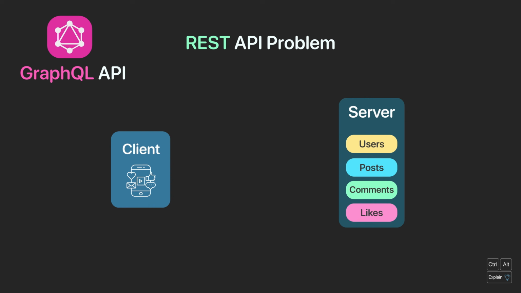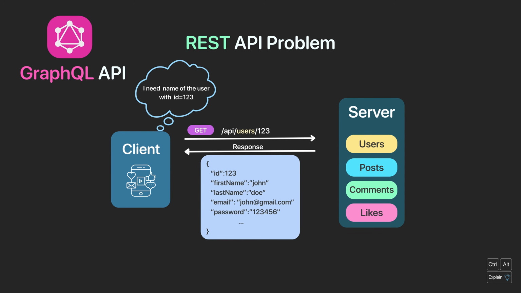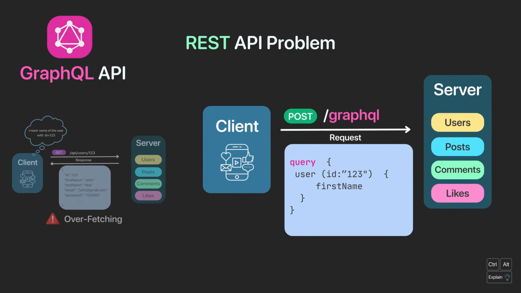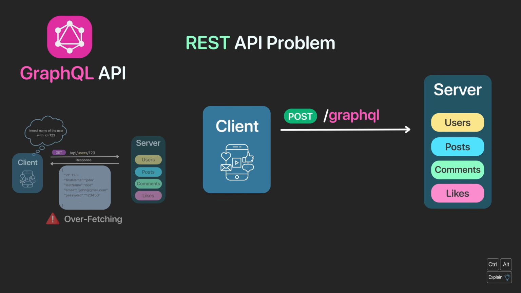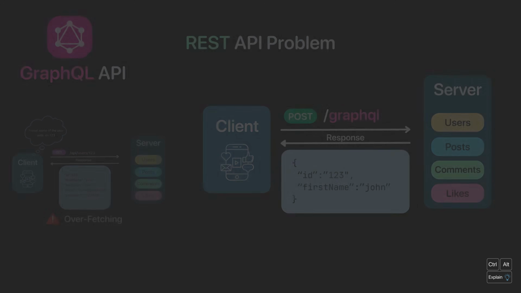In a REST API, even for a simple need like getting only the first name of a user, the client still has to call a fixed endpoint that returns the entire user object. This means the client receives way more data than it actually asks for, a problem known as overfetching. GraphQL solves this by letting the client send one flexible query to a single endpoint and specify exactly which fields it wants. So instead of receiving the whole user record, the client gets only the fields it requested. This gives the front end full control over the shape of the data, eliminates overfetching, and makes communication between client and server much more efficient.